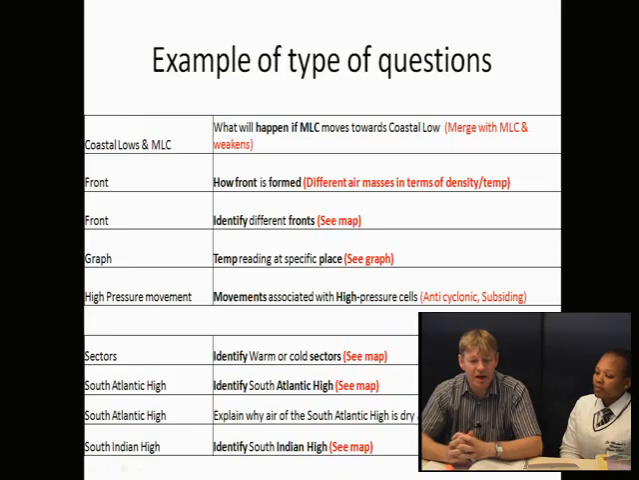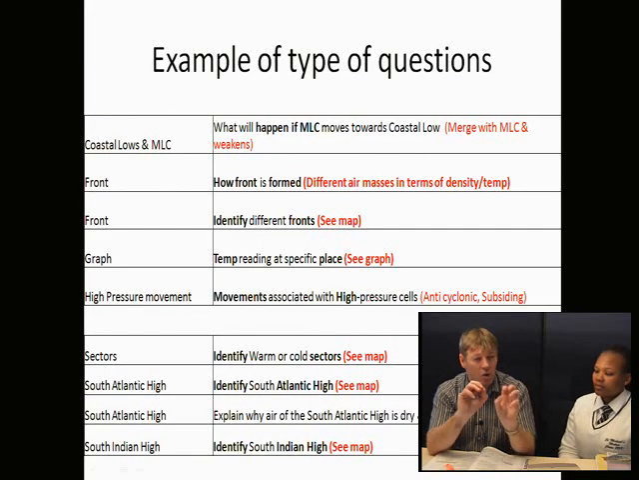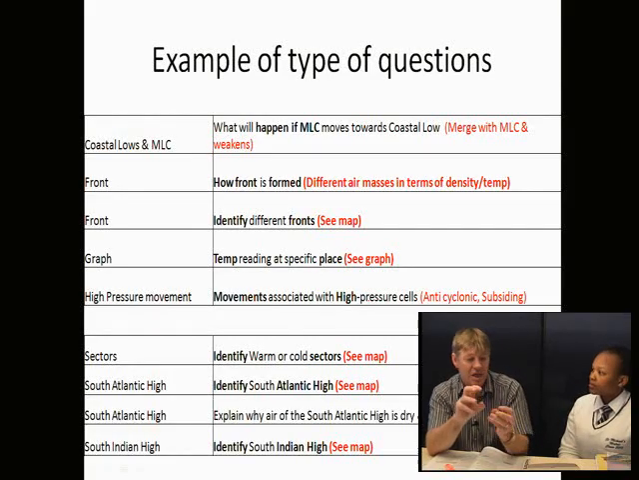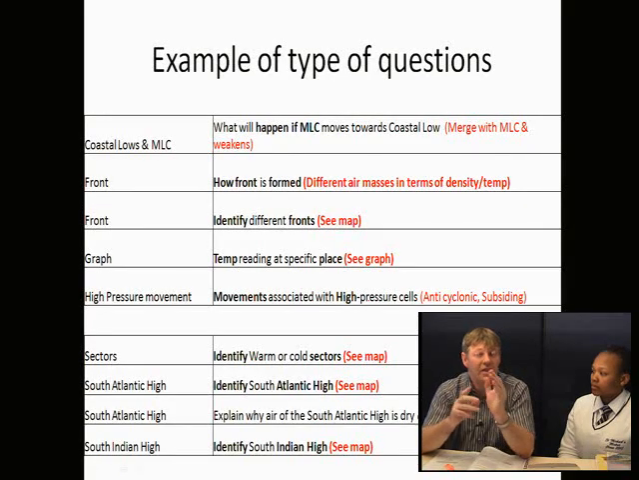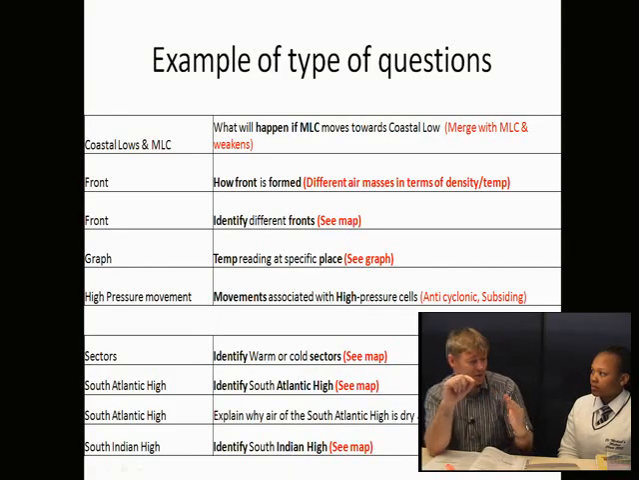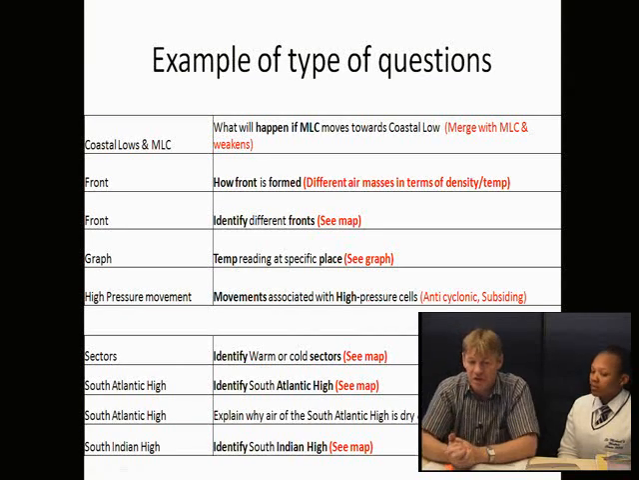Then the sectors, identify the warm or cold sectors on the map. Again, here you need to take a look at the mid-latitude cyclone, identify the fronts, and then take a look at the cold sectors and the warm sectors. Those are the masses that are either behind them or in front of them. And we did discuss this when we did the mid-latitude cyclone, when we said that you use the triangles and then you just make an arrow from there so it indicates where the cold air comes from, and the cold air moves in a specific direction.